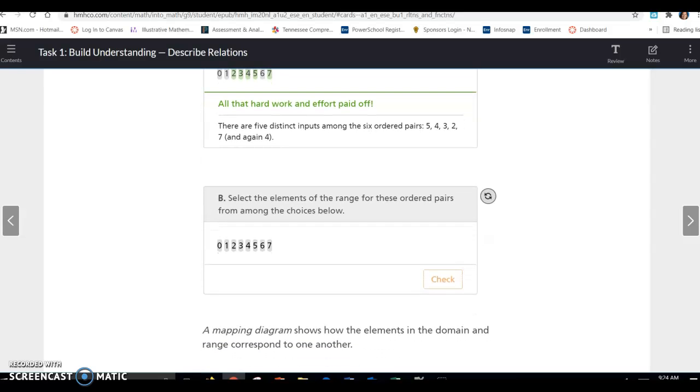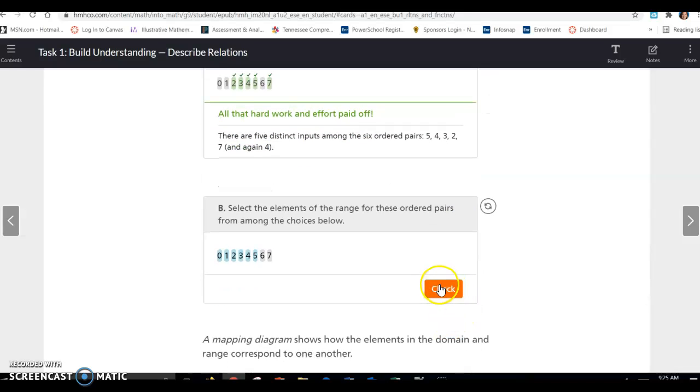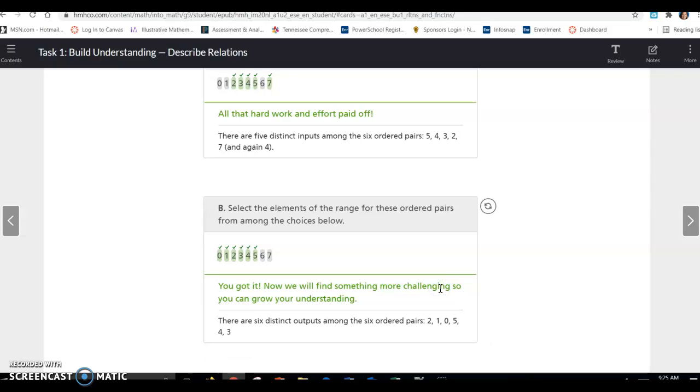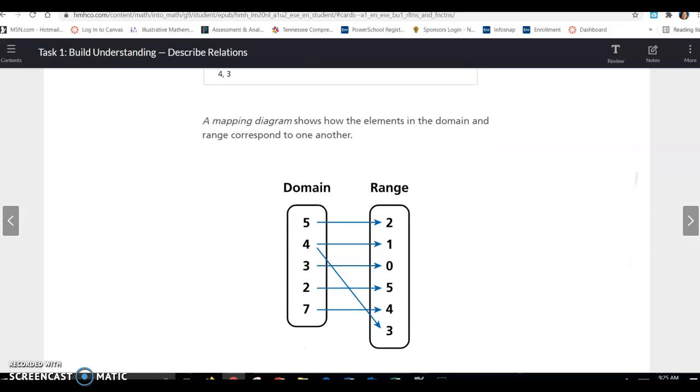All right, now it says select the elements of the range. If we look up here, x, y, the range is the y values. So the first one would be 2, and then 1, 0, and then 5, 4, and 3. So 5, 4, and 3 finishes up the y values or the range. So your x values are your domain. The y values are your range.